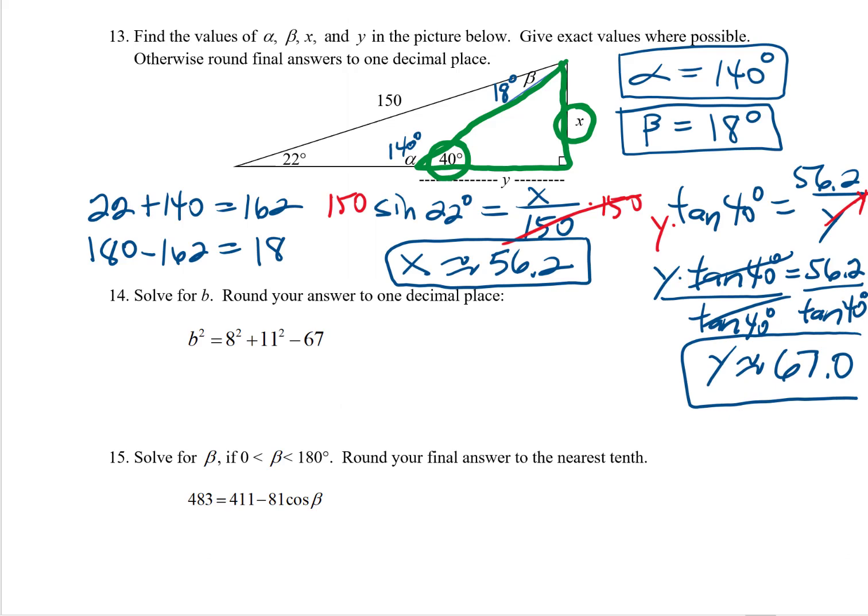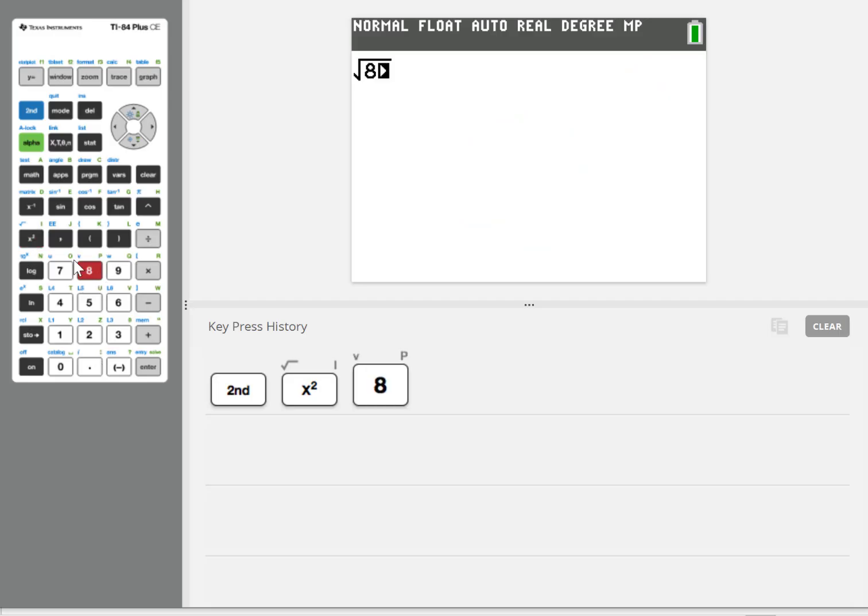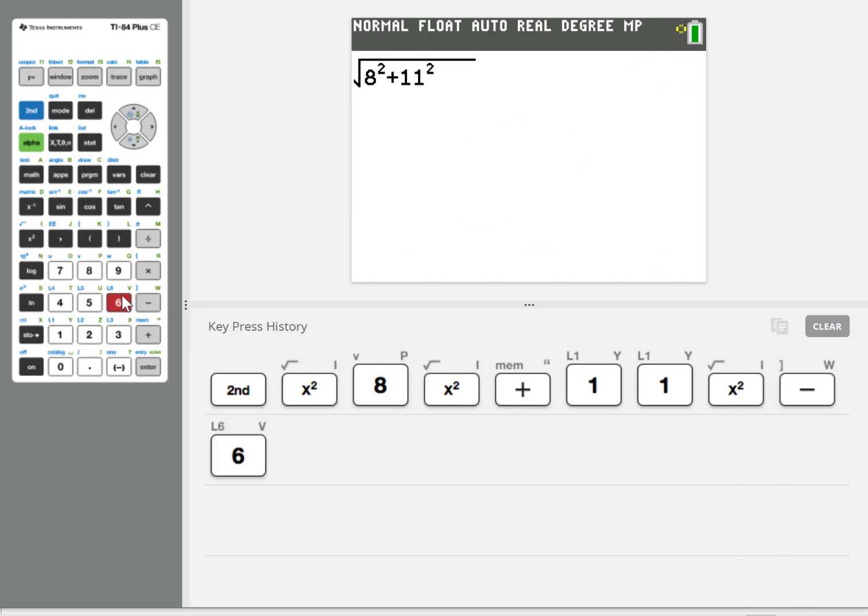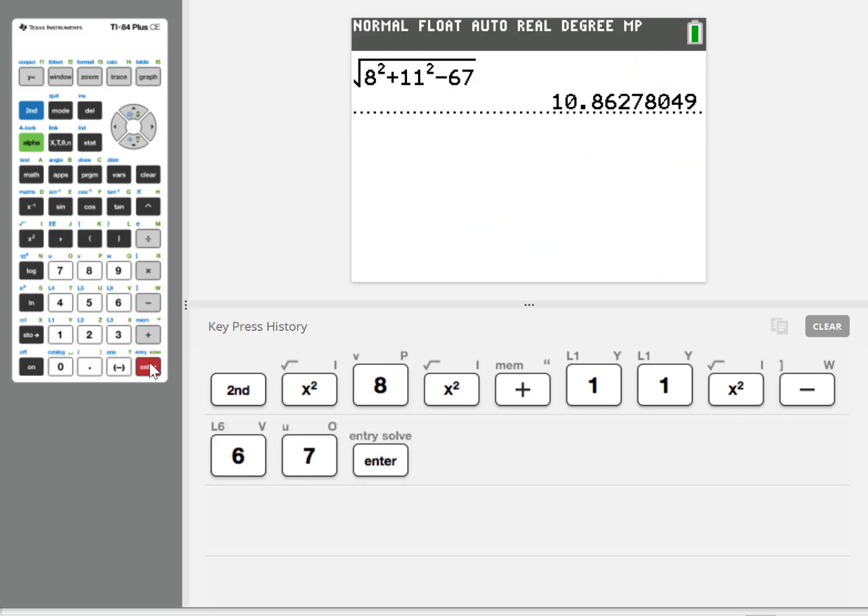Problem number 14. I want to solve for b. I could work out all those pieces on the right side, but I don't really have to. I mean, I can get the b by itself by just square rooting both sides. And since I'm interested in an approximate answer, all I have to do then is go to the calculator and type in that long square root. So I get square root of 8 squared plus 11 squared minus 67, which comes out to be about 10.9.